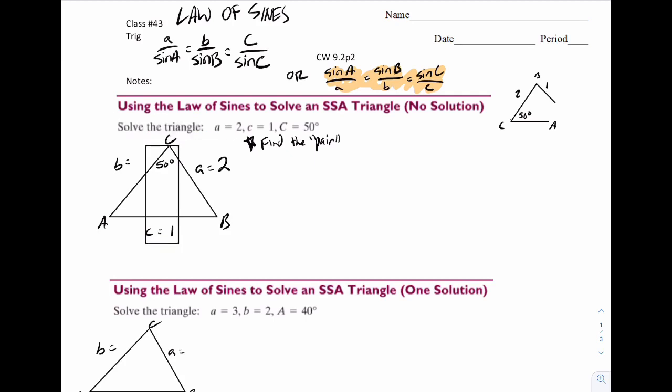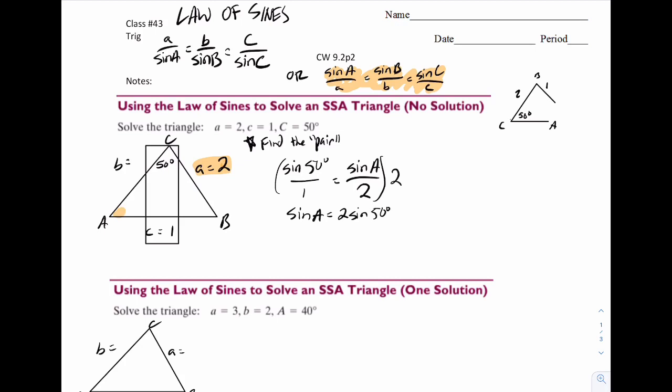So that's going to be our key to solving it. So let's start there. Sine of 50 degrees over 1 should equal... And now notice the thing we have to find. We don't know anything about B, but we do know that A is 2, which means we can find this angle right here. So let's find that. That's going to be sine of A over 2. Okay, let's solve for A. So we're going to multiply both sides by 2. So sine of A should equal 2 sine 50.